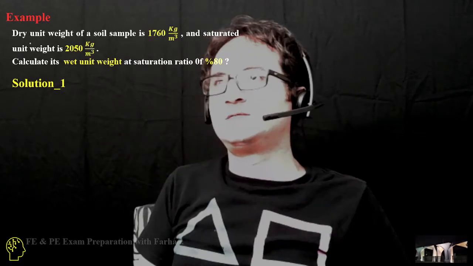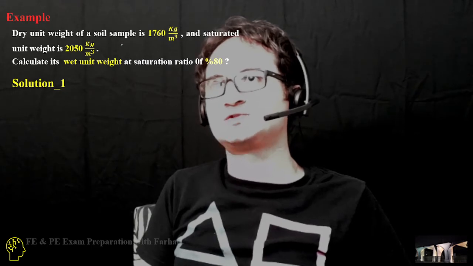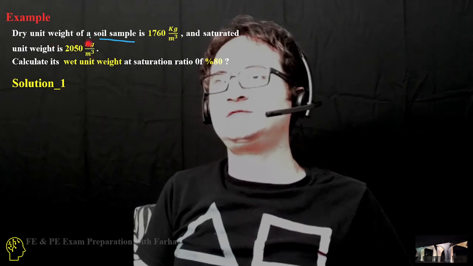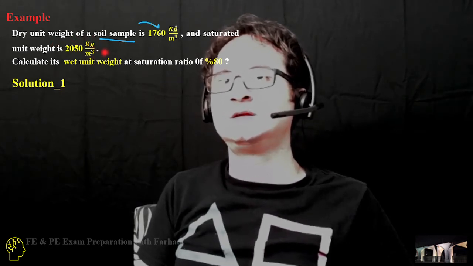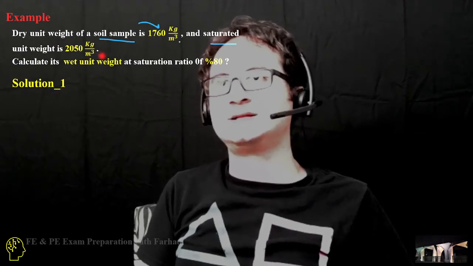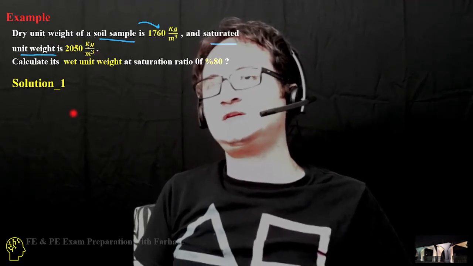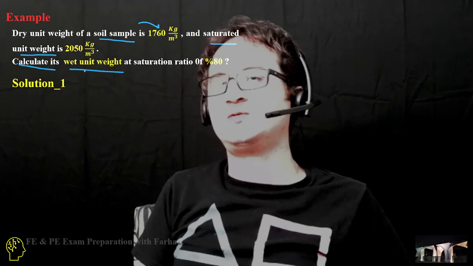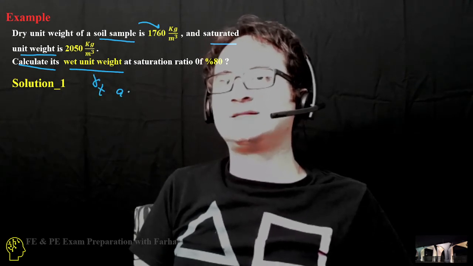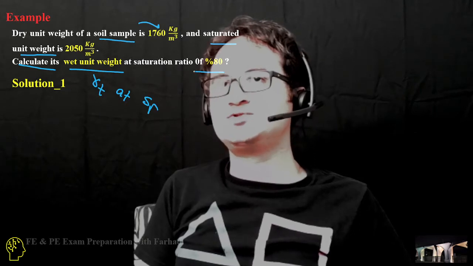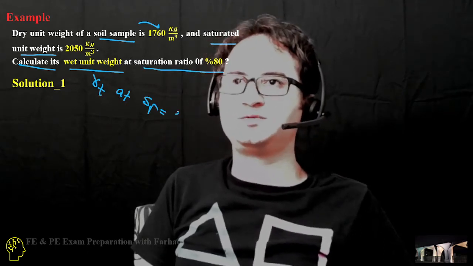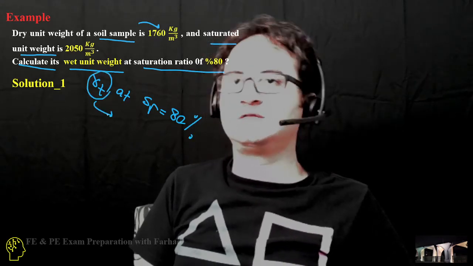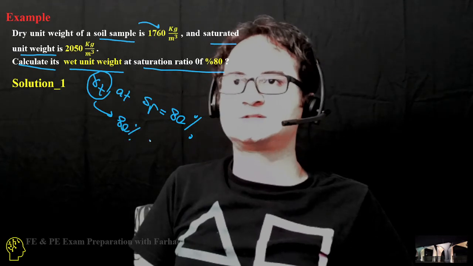In this example, we have the dry unit weight of a soil. We have a soil sample which has a dry unit weight of 1760 kg per cubic meter and a saturated unit weight of 2050 kilogram per meter cubed. We want to calculate its wet unit weight, or gamma T, at a saturation ratio of 80%. So we want to calculate gamma total when SR is 80%.